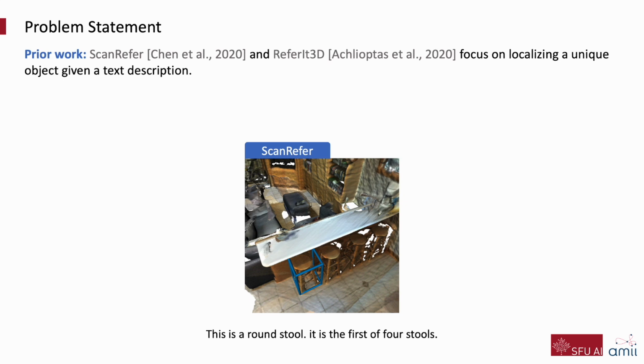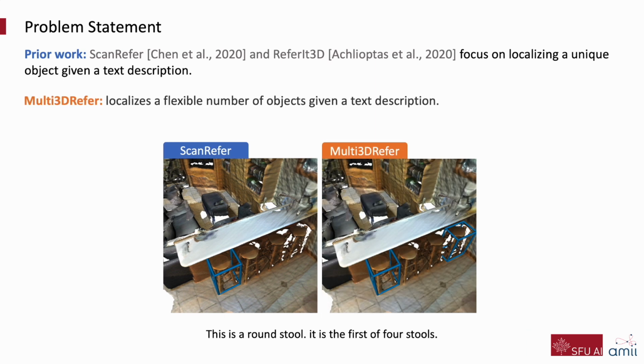and robotic tasks. Datasets in prior work also contain ambiguous sentences for which multiple objects can satisfy the description, despite prior work assuming only one target object. To address this limitation, we generalize the ScanRefer dataset and task and propose Multi3DRefer, localizing a flexible number of objects given a text description.